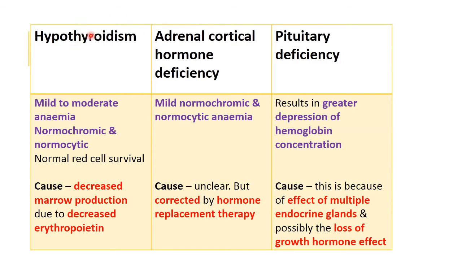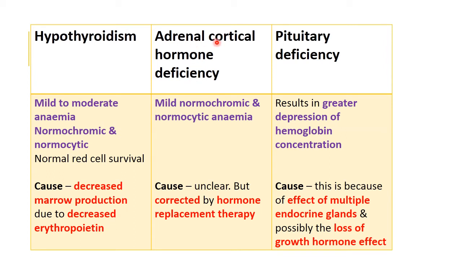So in hypothyroidism, the blood picture will show mild to moderate anemia, as well as normochromic and normocytic anemia. So there will be normal red cell survival. The cause for development of anemia in hypothyroidism is decreased erythropoietin secretion, therefore there will be decreased marrow production, which leads to anemia.